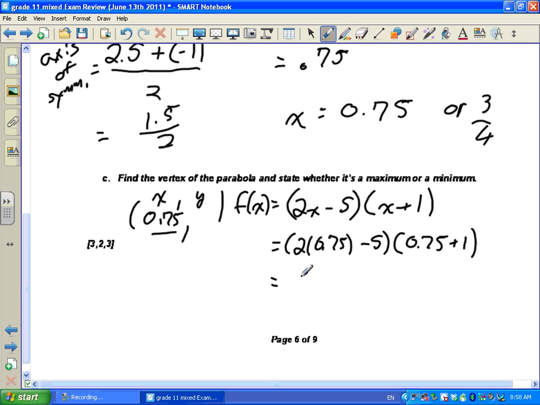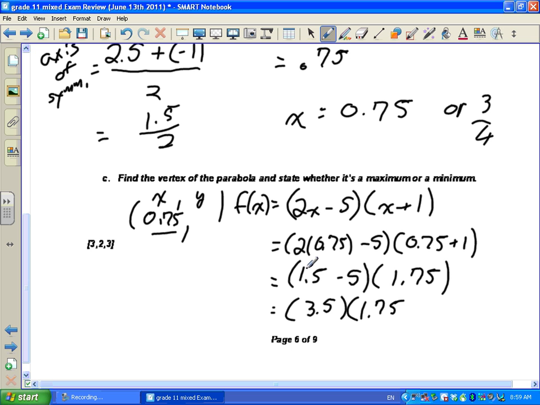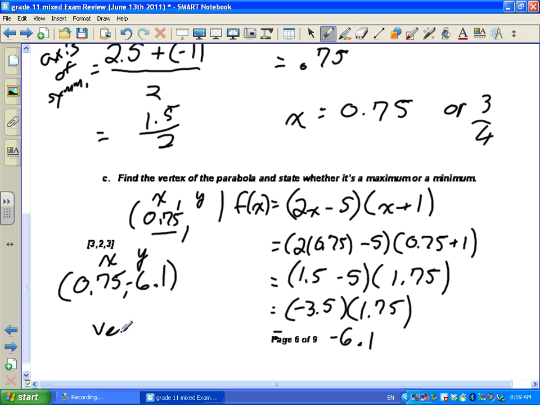2 times 0.75, 1.5 minus 5, 1.75. Who has a calculator that can help us here? 3.7, is that 3.5? Oh, negative 3.5, thank you. And finally, what is it going to multiply to? Negative 6.4? Beautiful. Okay, so our vertex is 0.75. Is that right, Christian? Oh, 6.1. Negative 6.1. So we have our x and our y value of the vertex.